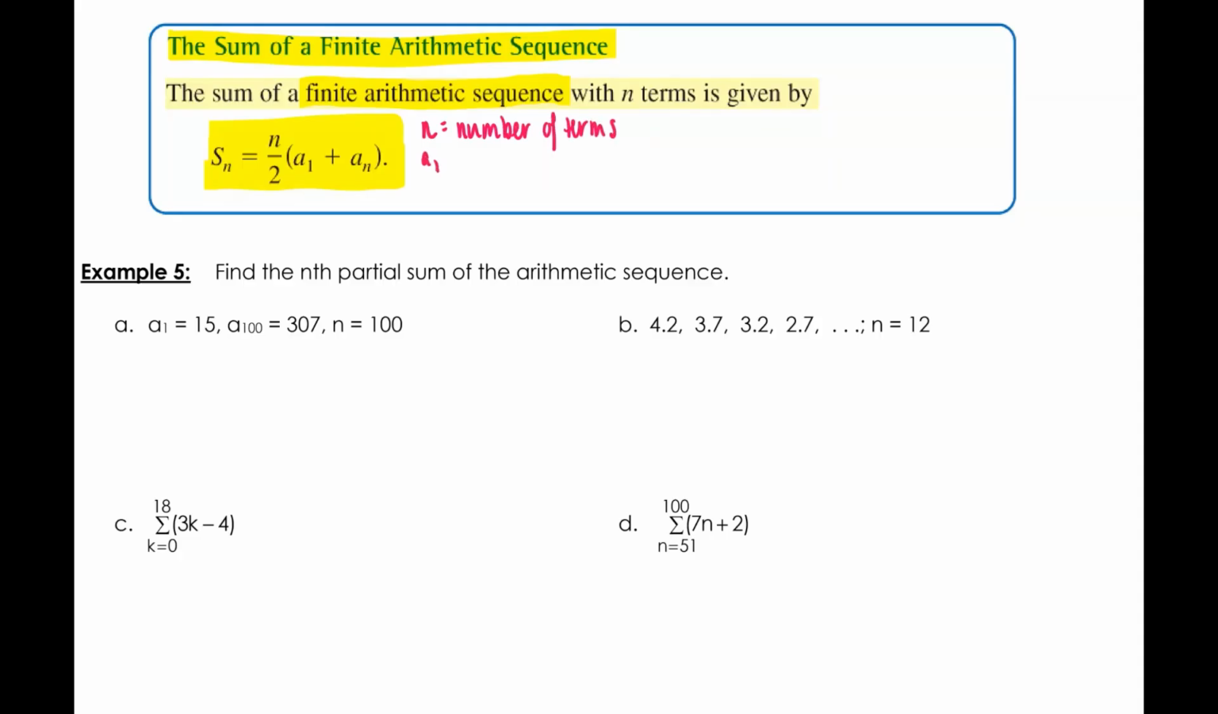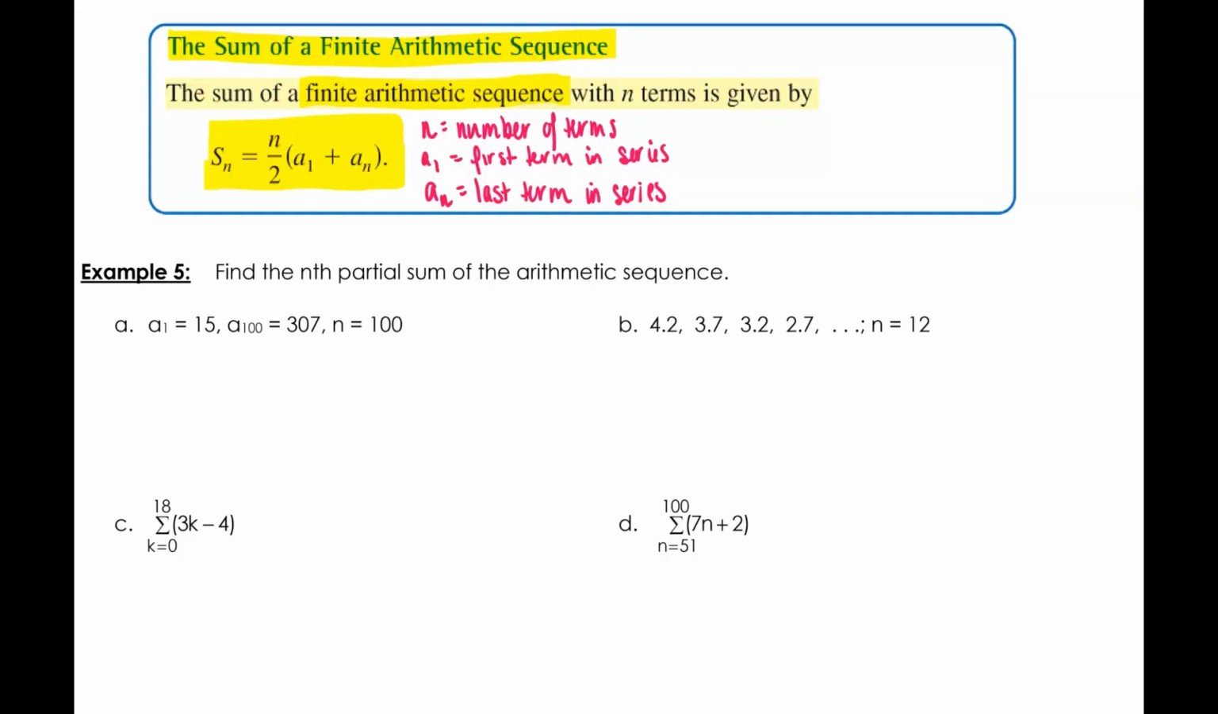a sub 1 is the first term in the series, and a sub n is the last term in the series. So you don't necessarily have to start with the first term, so be mindful of that. We can start at term number 7.